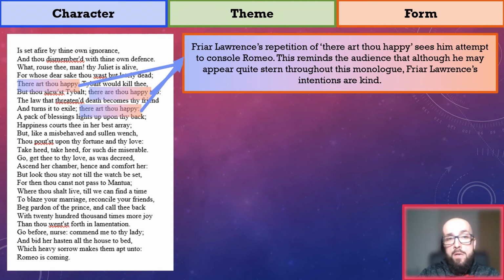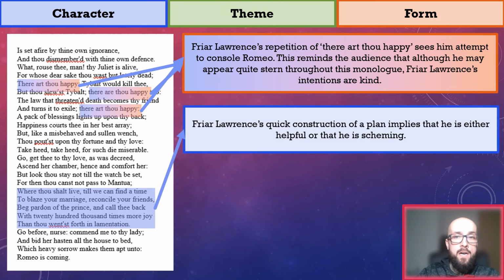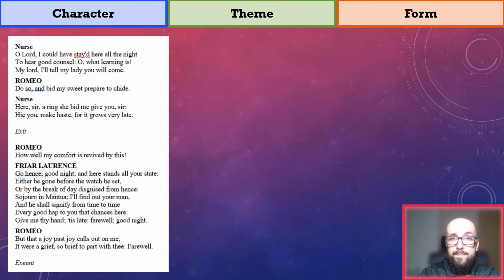And last for this monologue, Friar Lawrence's quick construction of a plan implies that he is either helpful or that he is quite scheming. Again, whether you like Friar Lawrence or not will determine which of these interpretations you are most likely to align with. It is the nurse who first responds to Friar Lawrence's monologue, who says that she could have stayed all night to hear such wisdom be imparted by him.